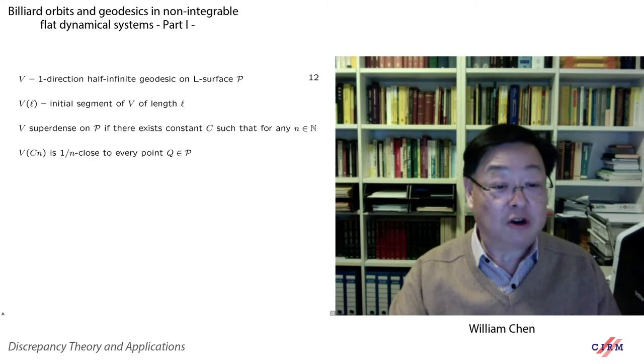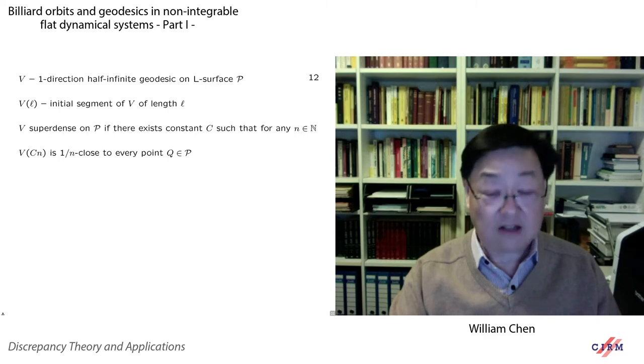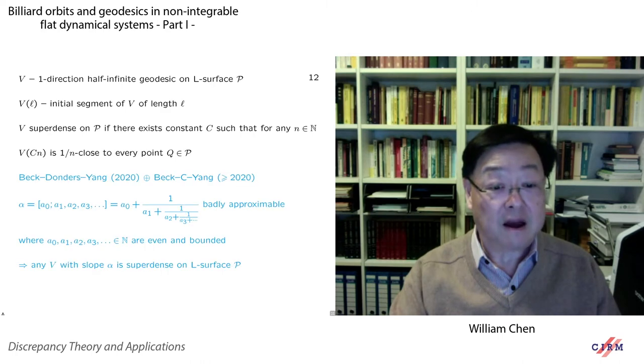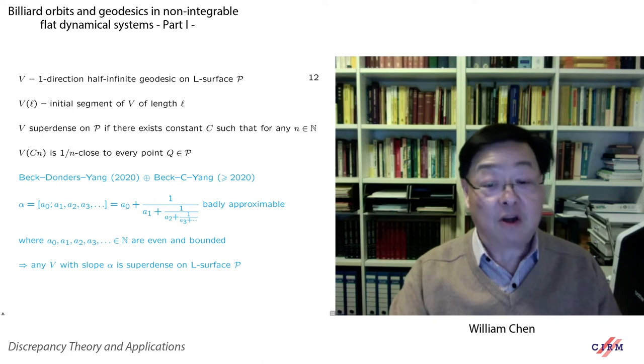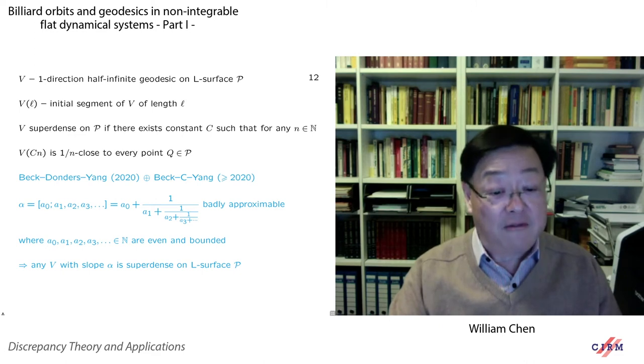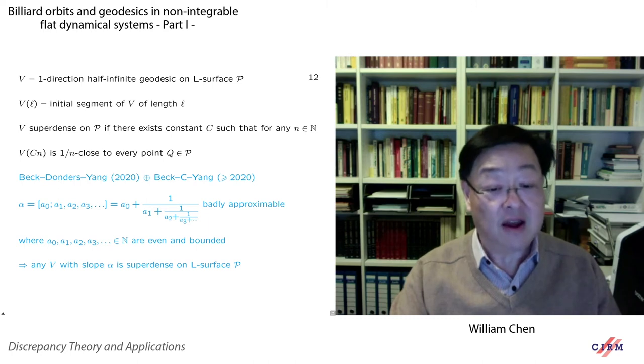And the distance that we need to go is a linear multiple of n. That's called superdensity. What we can prove is that if we start with a slope equal to alpha, which is a badly approximable number, where every continued fraction digit is even, now that's a very special condition, then we have superdensity of the geodesic on the L surface P.